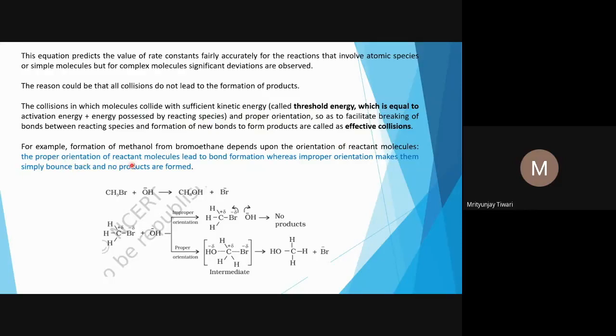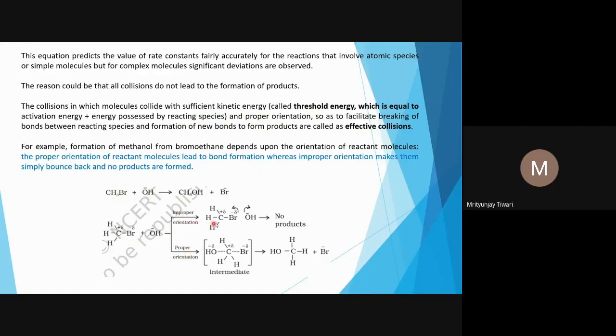So for example, formation of methanol from bromoethane depends upon the orientation of reactant molecules. So this is a methyl bromide, and this is hydroxyl anion. If you want the formation of methanol from these two reactants, what we see is the methyl bromide and this OH minus. There could be two orientations that one can consider as an example.